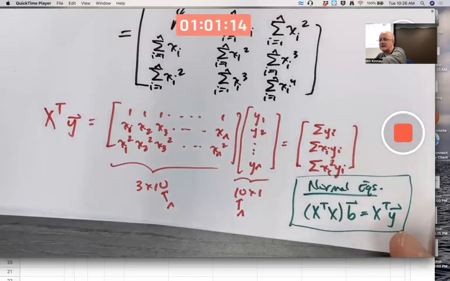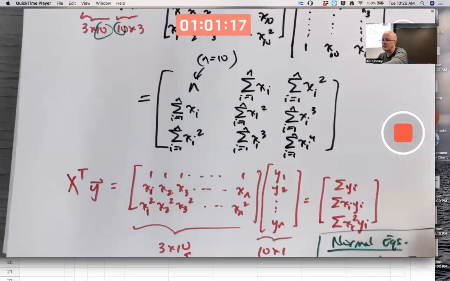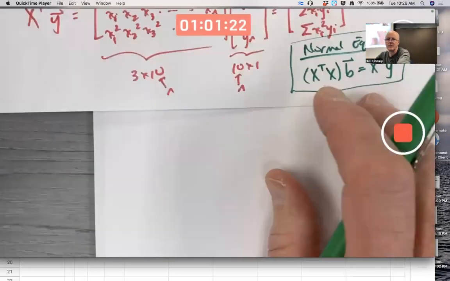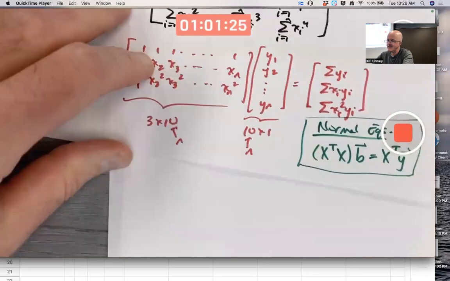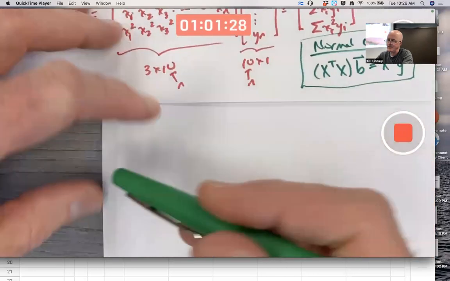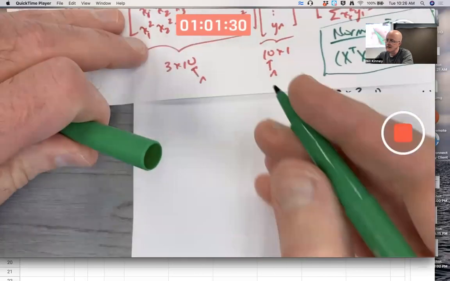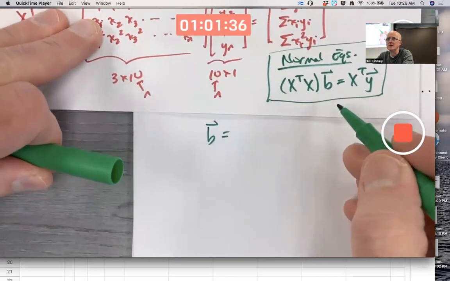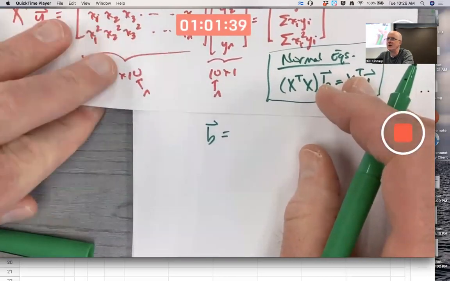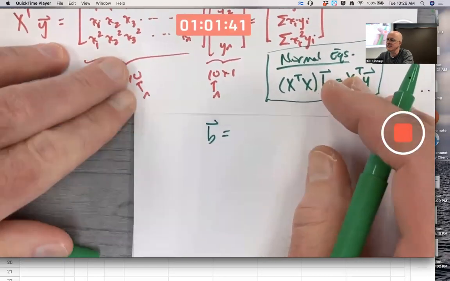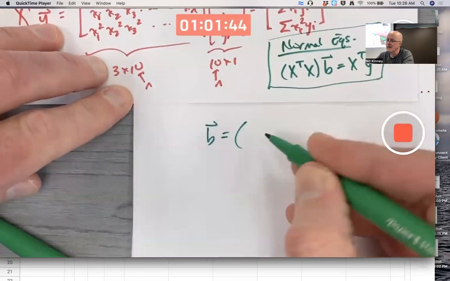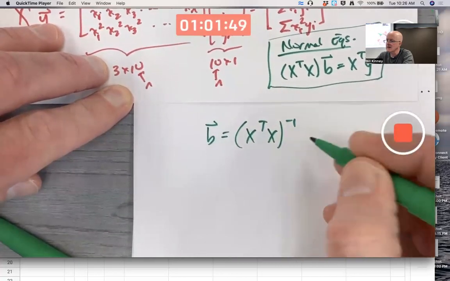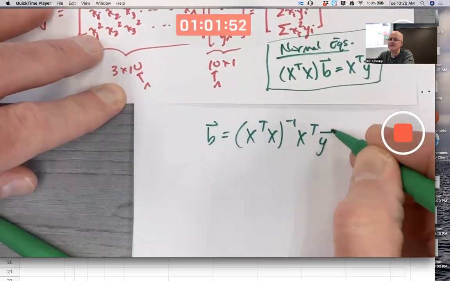And you could also write down the solution of the normal equations in abstract form. You could say the b vector, assuming x transpose x is invertible, which it will be if you've got at least 2 data points with different x values, b will be x transpose times x inverse times x transpose times y, right?